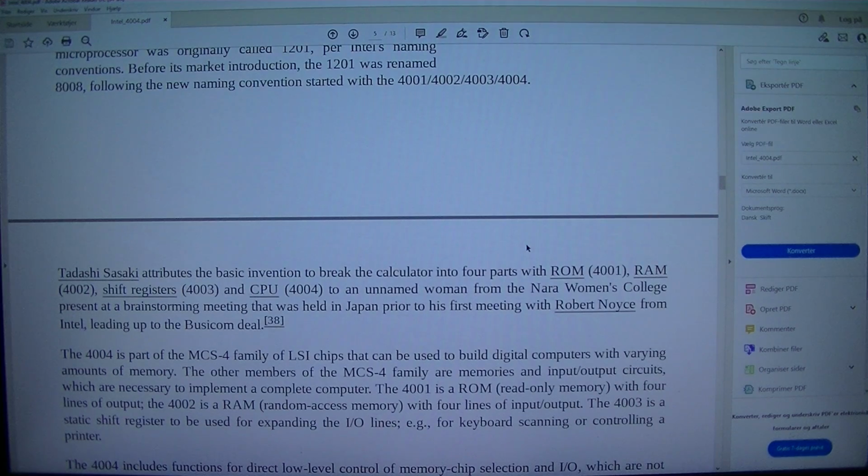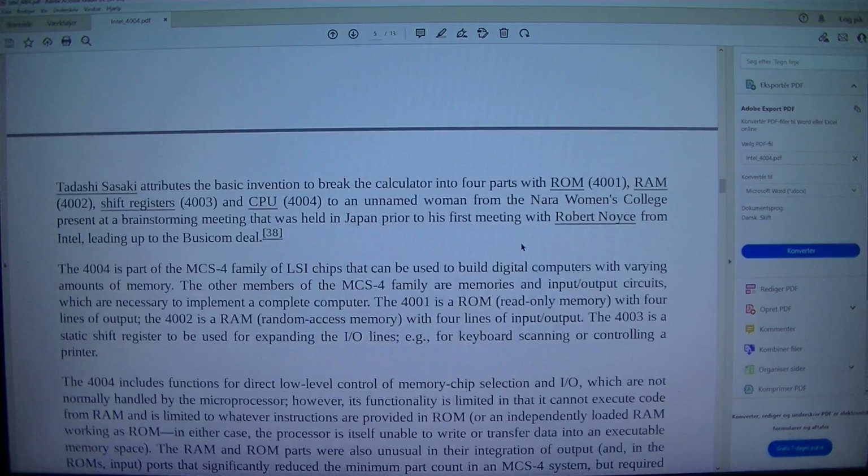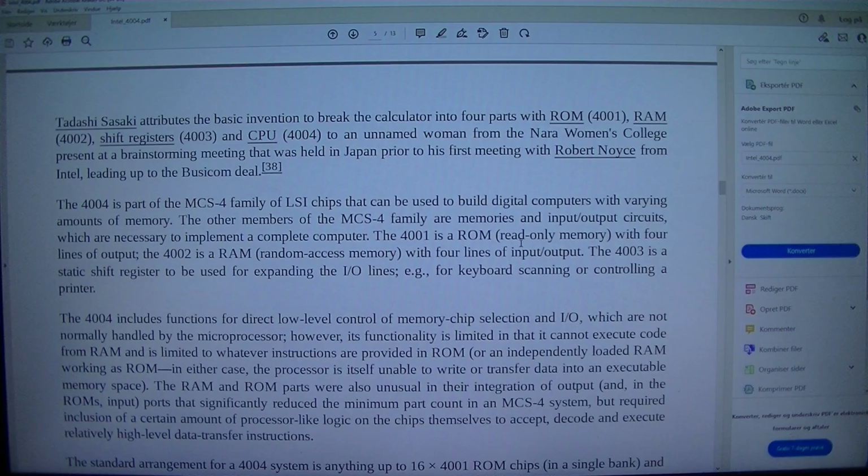4 parts with ROM 4001, RAM 4002, shift registers 4003, and CPU 4004. To an unnamed woman from the Nara Women's College present at a brainstorming meeting that was held in Japan prior to his first meeting with Robert Noyce from Intel, leading up to the Busicom deal.